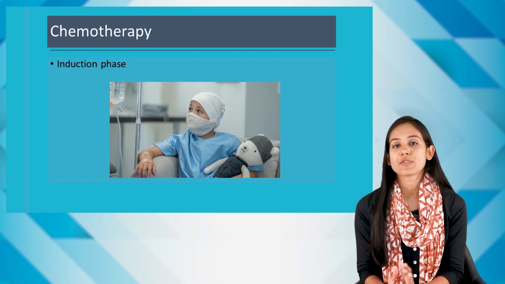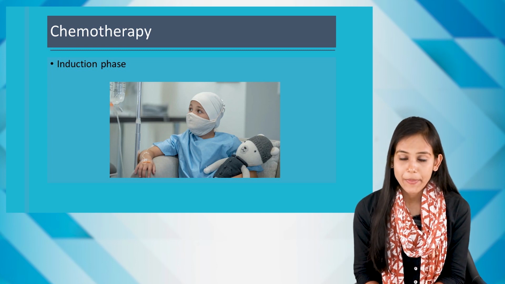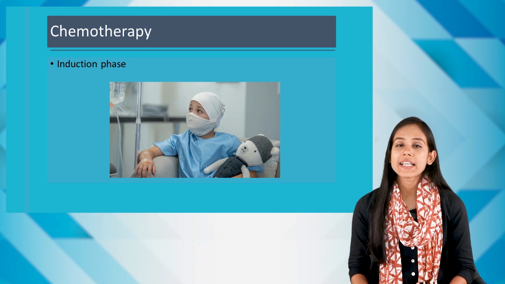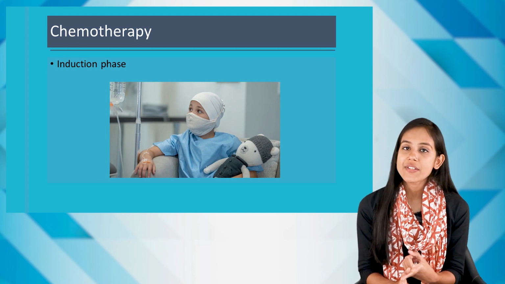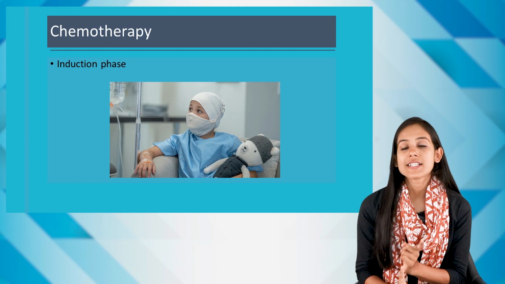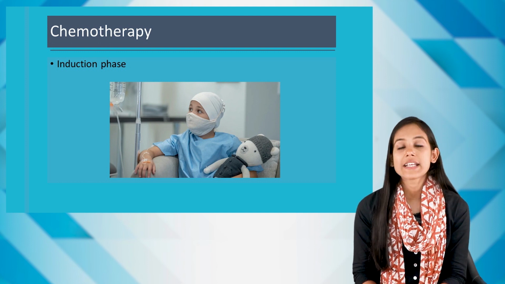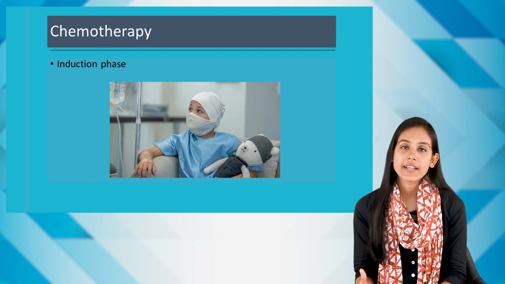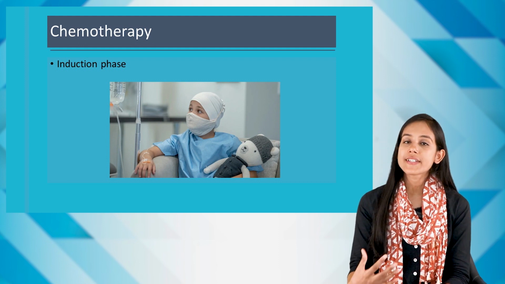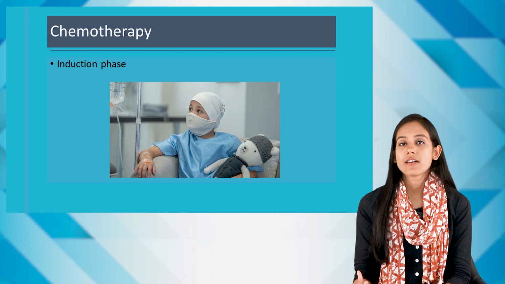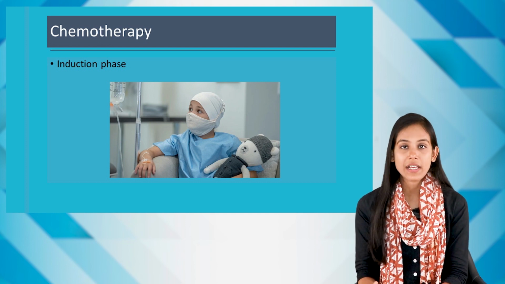Now next let us move on to the management. In management, the first thing that is used in the treatment of leukemia is chemotherapy. There are basically three phases in chemotherapy, right? The first phase is the induction phase, the second phase is the consolidation phase, and the third phase is the maintenance phase. Basically what we do in chemotherapy is inject chemicals to kill the cells, to kill the leukemia cells.